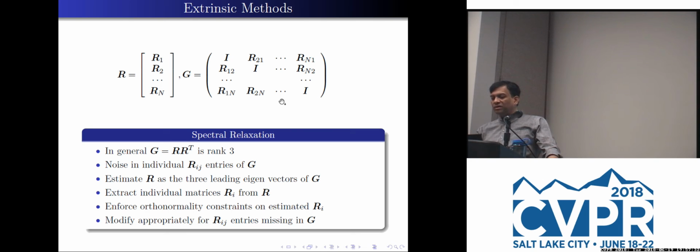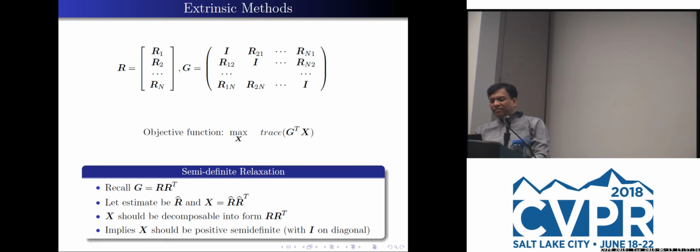So what you're going to do is take the top 3 eigenvectors. That's going to give you your estimate of this R here. And you pull out each individual Ri, which is going to be a 3 by 3 block. But that's not going to be orthonormal, because you have not enforced the orthonormality constraint here. So you just project it to the closest orthonormal matrix and you're done. And that's the spectral relaxation.